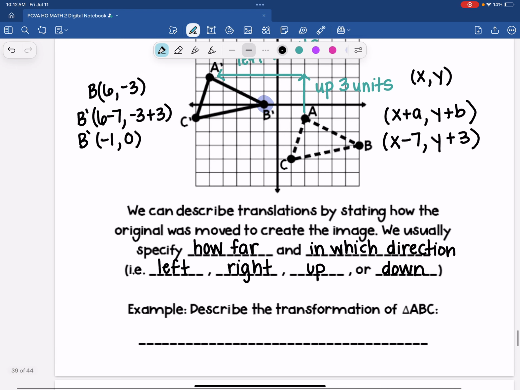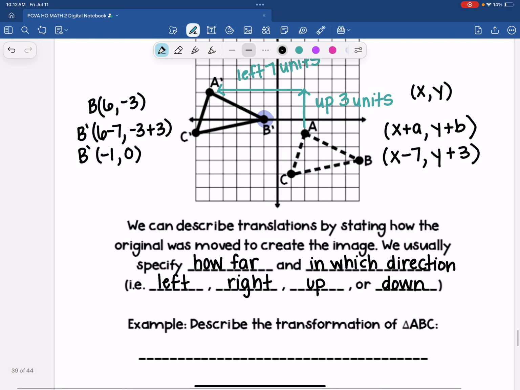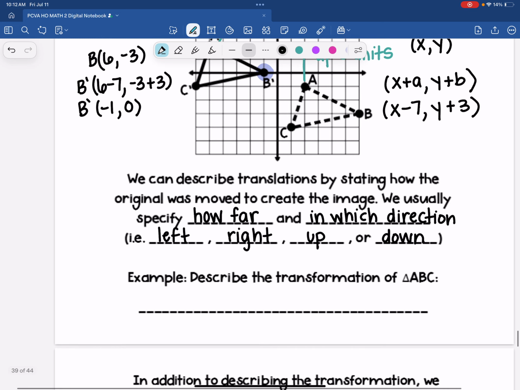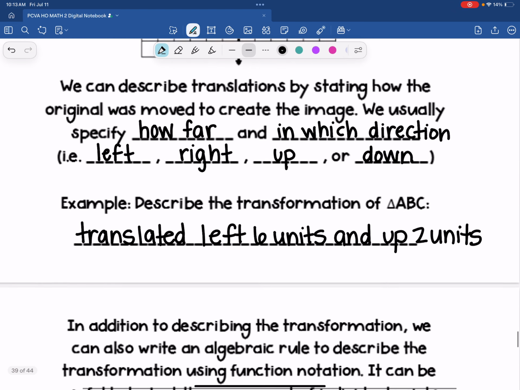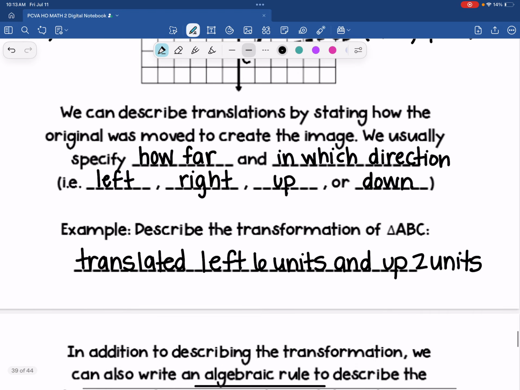All right, so describe how the triangle ABC was transformed. The original, or the pre-image, we've decided based off of what we can see, was translated 6 units to the left. So we went left 6 units and then up 2 units. And every point is going to do that. Okay, so translations do not change the size. It just changes the location, okay?